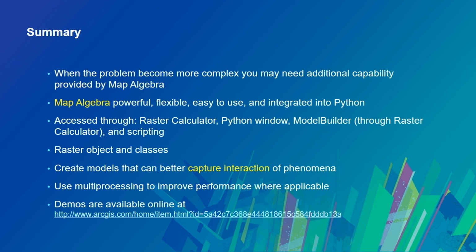What are the important things to look for? Raster object, your best friend. Now, we said that the outputs are raster objects, but we also said you can specify input as a raster object, where you can cast your dataset as a raster object and then do the operation, right? And you can write complex models to capture real-world phenomena, what is happening, right? We're trying to capture how the ash borer is infesting trees and stuff like that. You can also use multiprocessing to improve performance where applicable.